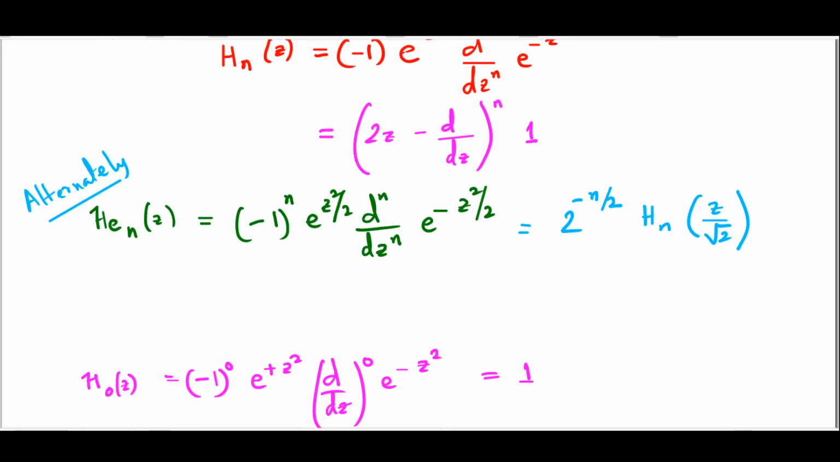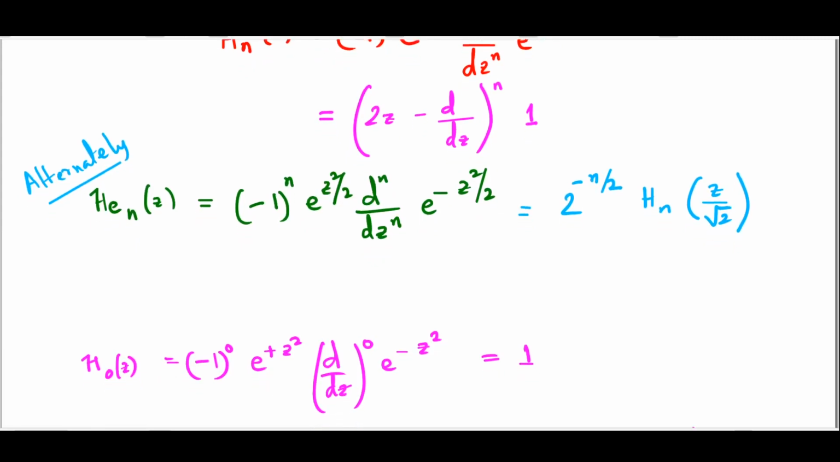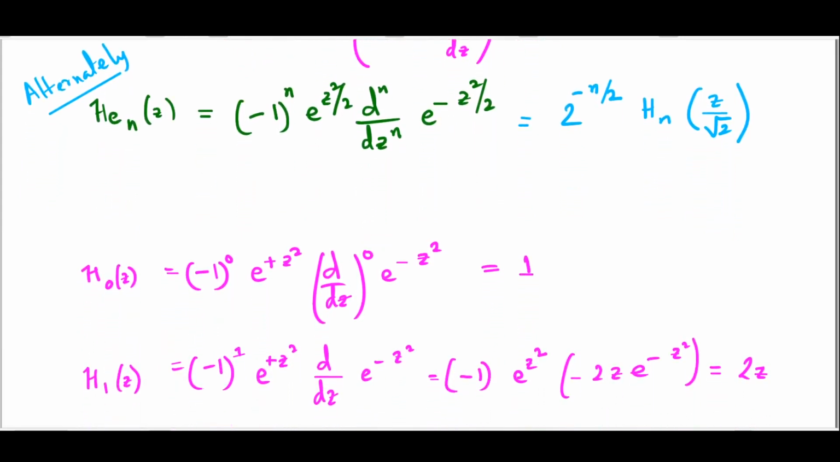What about H1(z)? Well, H1(z) means you're going to differentiate e to the minus z square once. If you look at this, you're differentiating e to the minus z square once. That gives you minus 2z e to the minus z square. And when you multiply that by the minus 1 which you get from minus 1 to the 1 and e to the z square, the exponentials cancel out and you're left with plus 2z. This was our definition for H1(z) before.